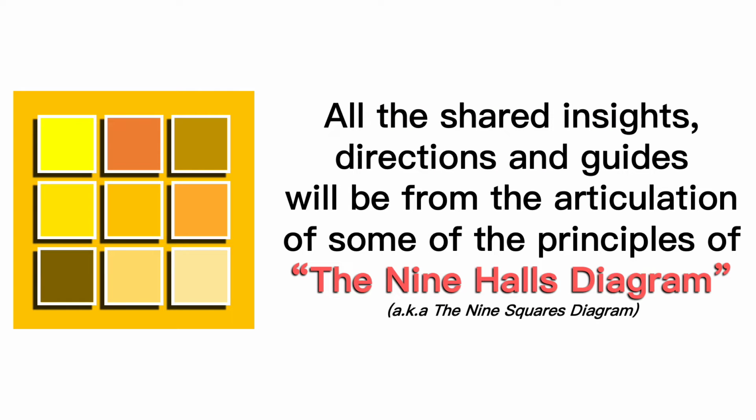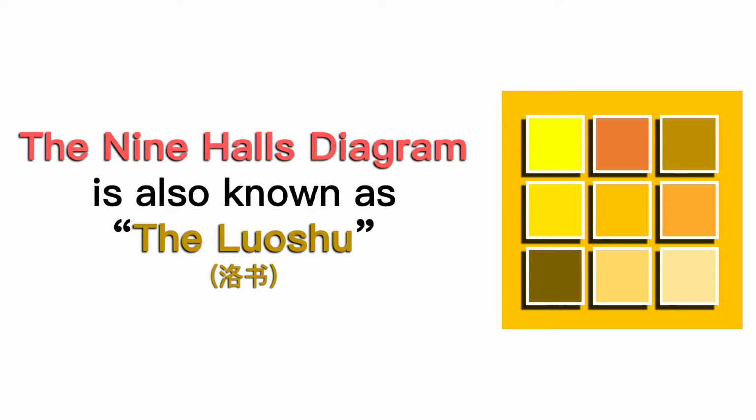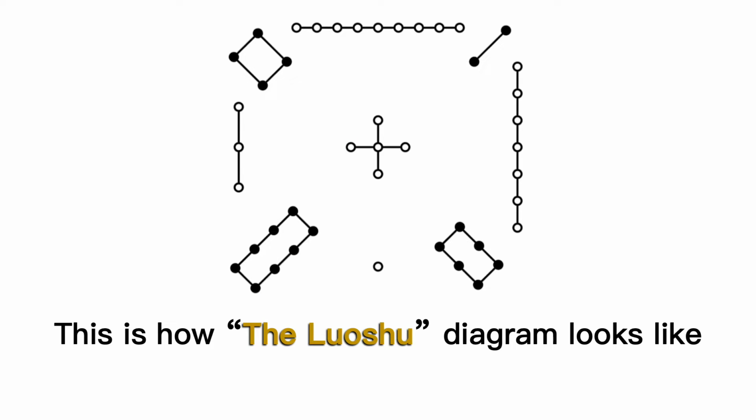All the shared insights, directions and guides will be from the articulation of some of the principles of the 9 halls diagram, also known as the 9 squares diagram. The 9 halls diagram is also known as the Luoshu. This is how the Luoshu diagram looks like.